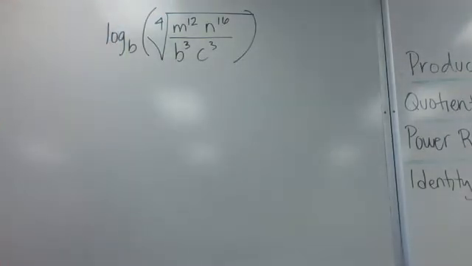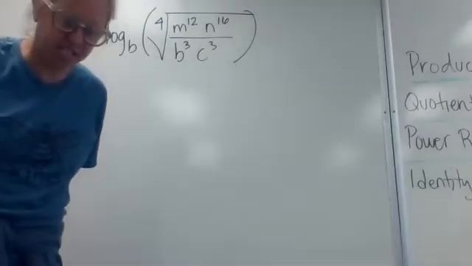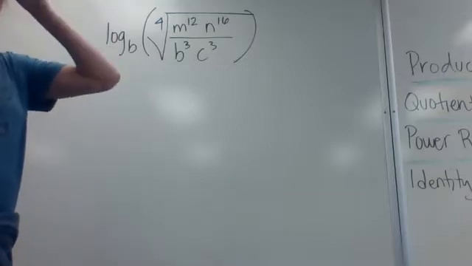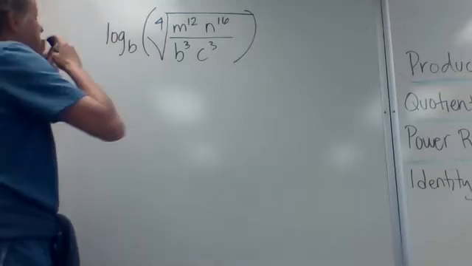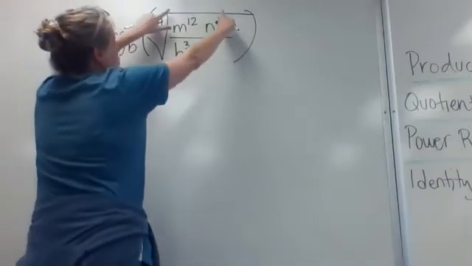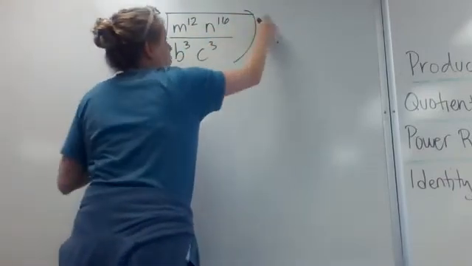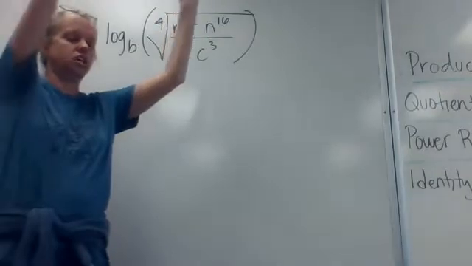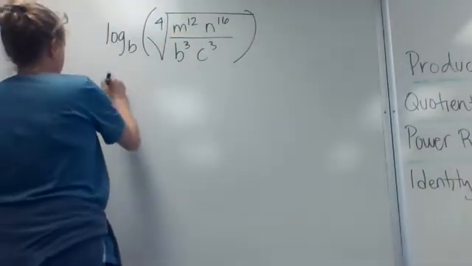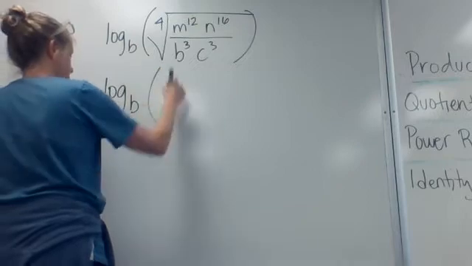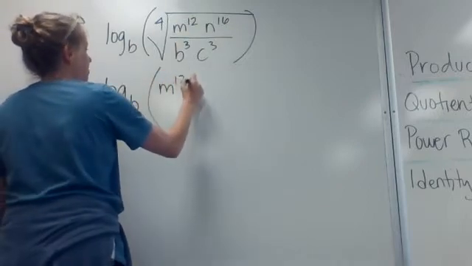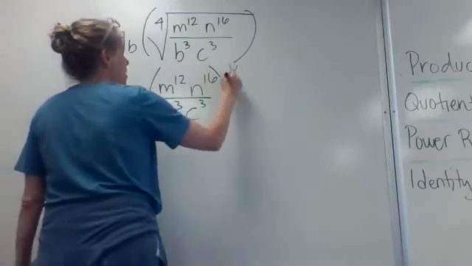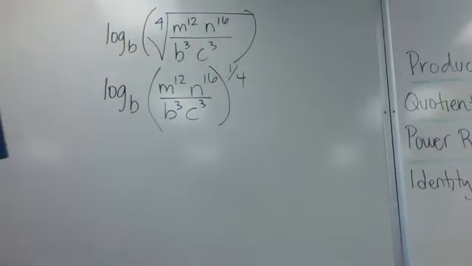Log base b of the 4th root of m to the 12th, n to the 16th, over b to the 3rd, c to the 3rd. Just like the last one, the first thing I'm going to do is, instead of all of this being in the 4th root, raise all of this to the 1/4 power. So I'm just turning the radical into that exponent. So I've got log base b, and everything in here, m to the 12th, n to the 16th, over b to the 3rd, c to the 3rd, is all being raised to the 1/4 power.